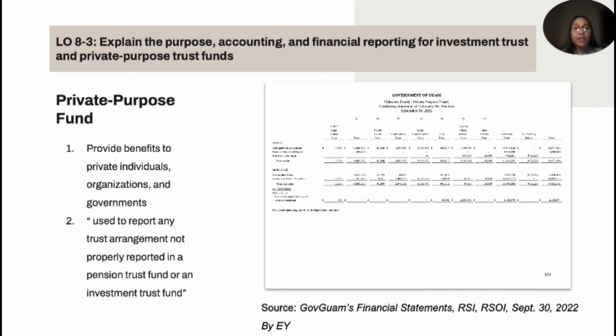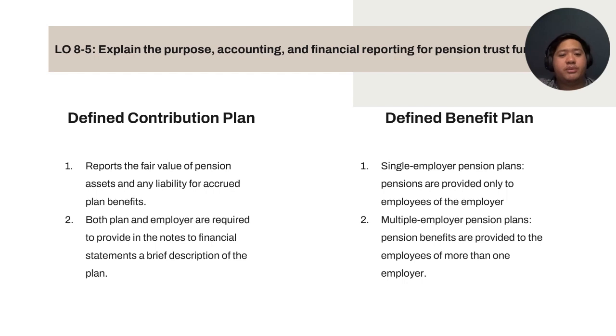Private purpose fund. Okay, now moving on to objective 8.5, which is to explain the purpose, accounting, and financial reporting for pension trust funds. Now, pension funds are investment funds created to provide retirement benefits for employees. And there are two types of plans, which are the defined contribution plan and defined benefit plan.